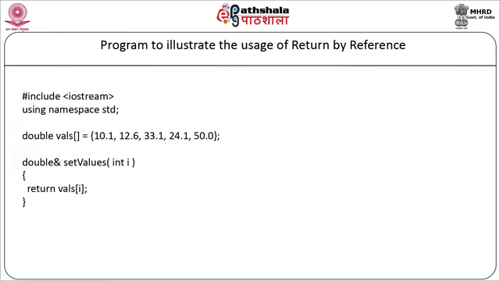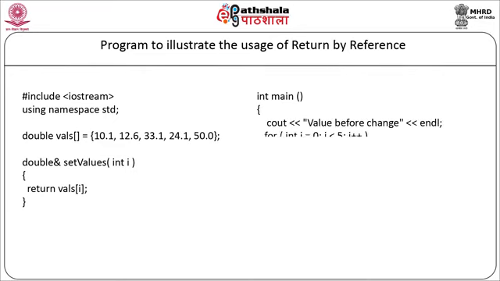And our function will end. Now let's start with the main program, integer main. cout "Value before change is" endl. We will start with the for loop: for integer i equal to 0, i less than 5, i plus plus, cout vals[i].